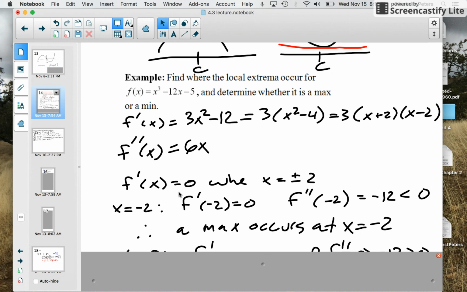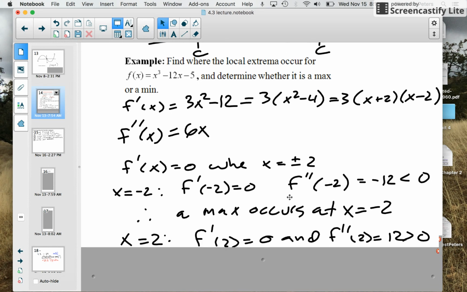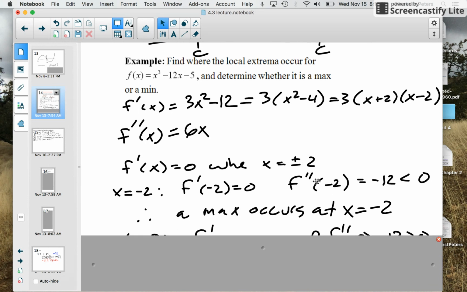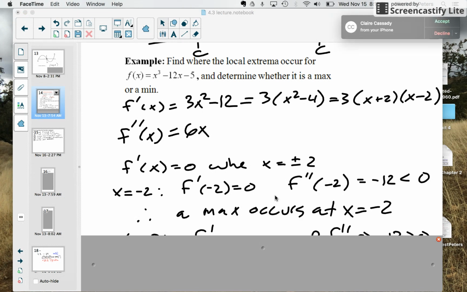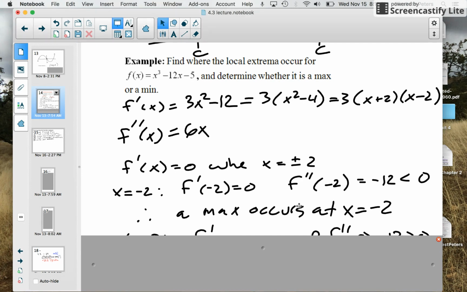Okay, so we know that the first derivative equals 0 when x equals positive or negative 2. So we want to test those points and see what the second derivative is. When x equals negative 2, the first derivative is 0 and the second derivative is negative. Since the second derivative is negative, the graph is concave down, and if it's concave down, then it's going to be a maximum.